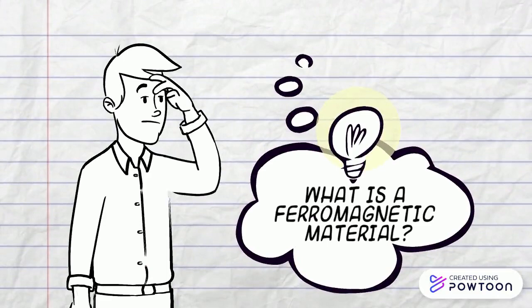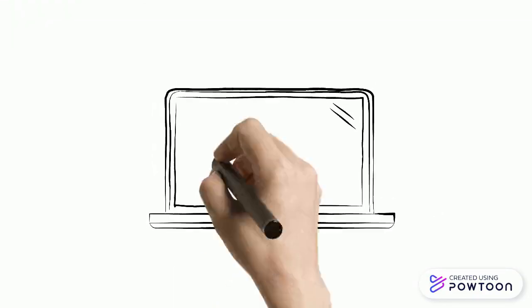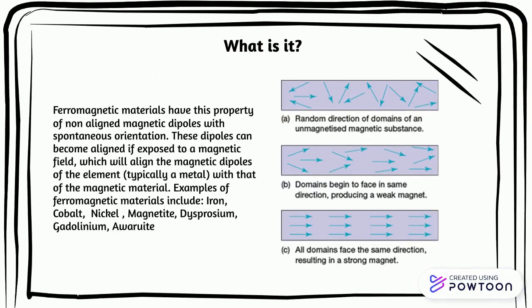What is a ferromagnetic material? Ferromagnetic materials have this property of non-aligned magnetic dipoles with spontaneous orientation. These dipoles can become aligned if exposed to a magnetic field, which will align the magnetic dipoles of the element, typically a metal, with that of the magnetic material.